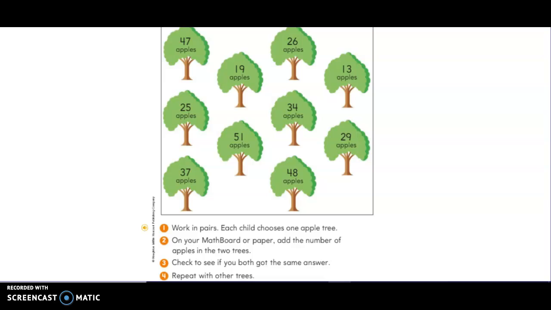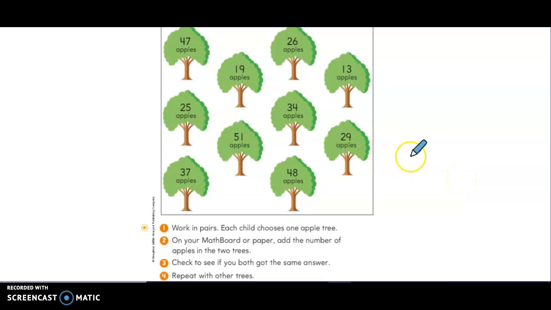Okay, so for friends that are in class, here are the directions. Work in pairs. You and your partner will each choose an apple tree. On your math board or your piece of paper, you're going to add the number of the apples in the 2 trees. So for example, if I pick 48, Mrs. Schweitzer picked 29, we would both on our math board write 48 plus 29.